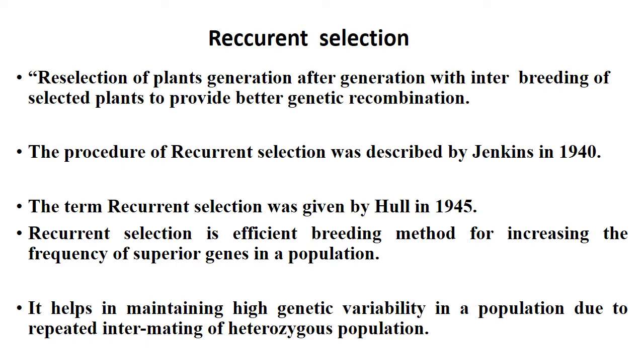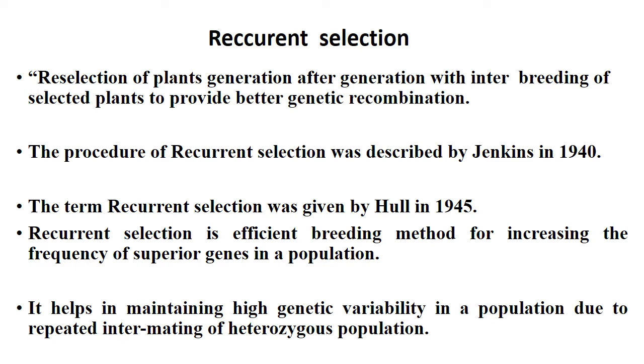Recurrent selection. When we were discussing the population improvement approaches in the previous section, we discussed biparental mating, diallel selective mating, and one more, but here we are discussing recurrent selection. Recurrent selection is reselection of plants generation after generation with interbreeding of selected plants to provide better genetic recombination. The procedure was described by Jenkins in 1940. The term was given by Hull in 1945.